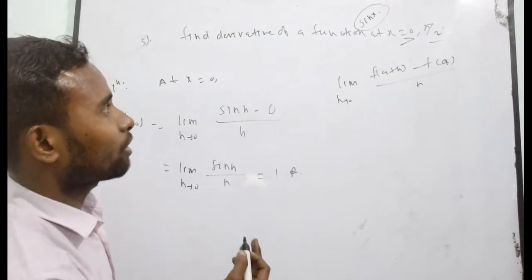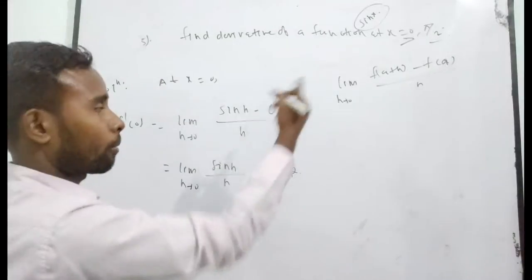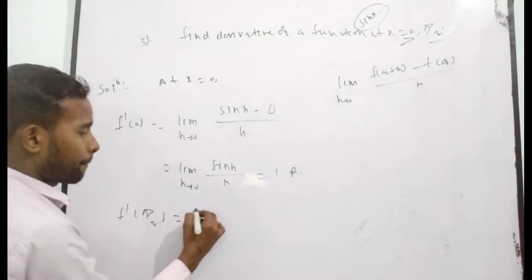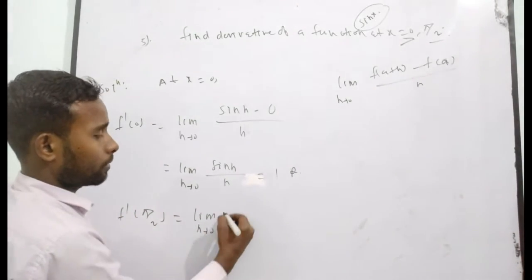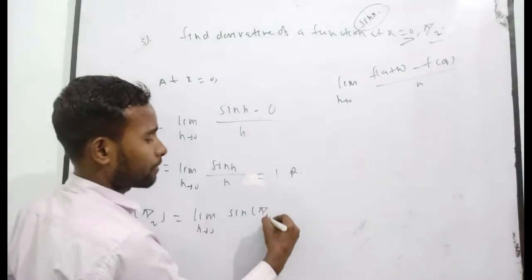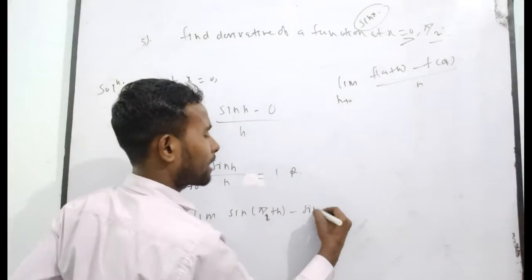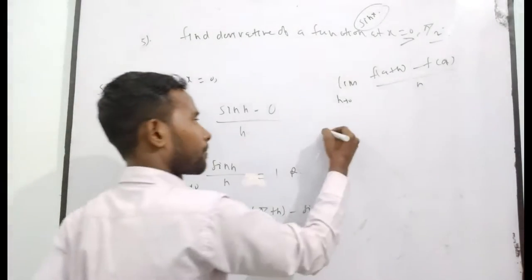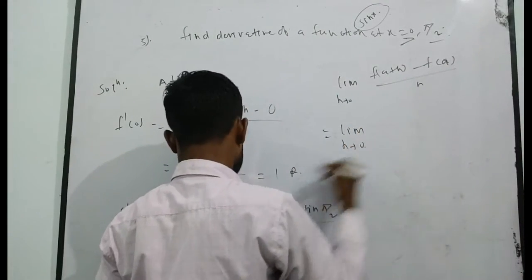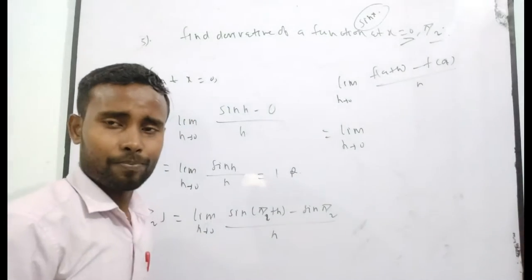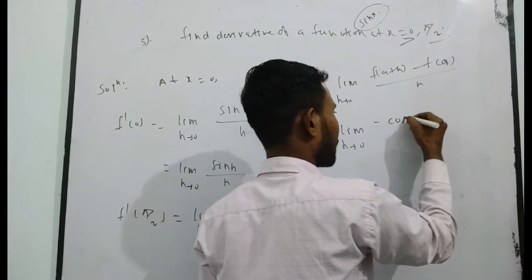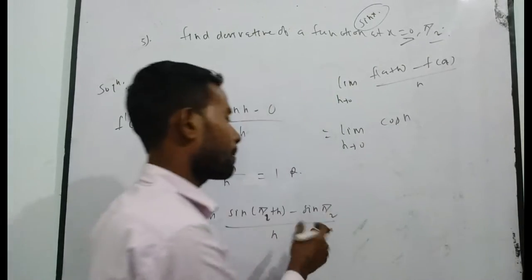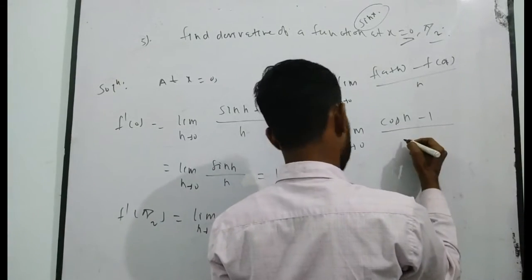Now, again I want to take the next problem for pi by 2. f dash pi by 2 will be limit h tends to 0 of sin(pi by 2 plus h) minus sin(pi by 2), divided by h, which will be simply limit h tends to 0. Sin(pi by 2 plus h) will be what? Cos h. And sin pi by 2 is equal to what? 1. So, cos h minus 1, divided by h.